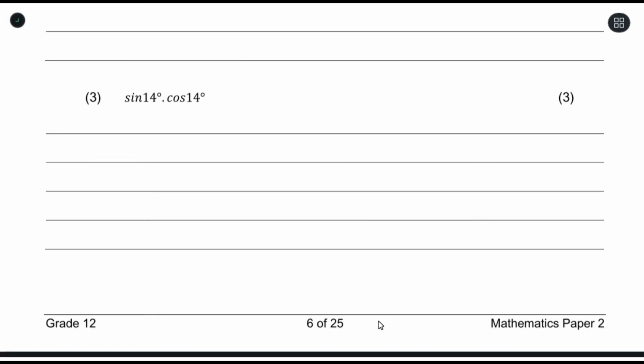Question 3 says sine 14 cos 14. And this looks very similar to double angle identities. Now, double angle identities for sine look like this.